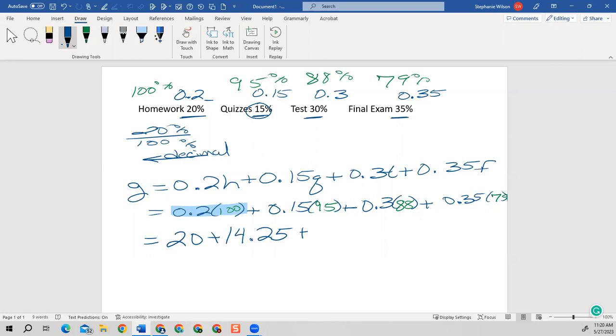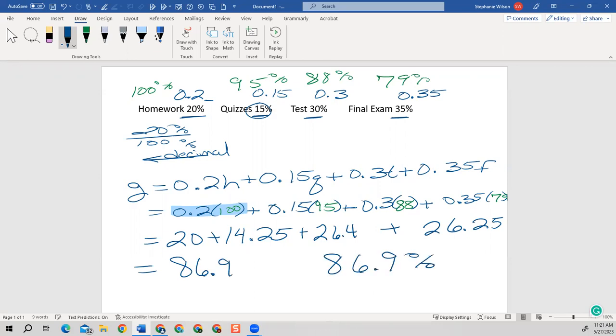0.3 times 88, you get 26.4, plus the 0.35 times 75, and it gives me 26.25. Now let's add all these up, and this would be your score for your average grade for the course. Sometimes it doesn't hurt to double check your math. So it's 86.9, which is also said as 86.9%.